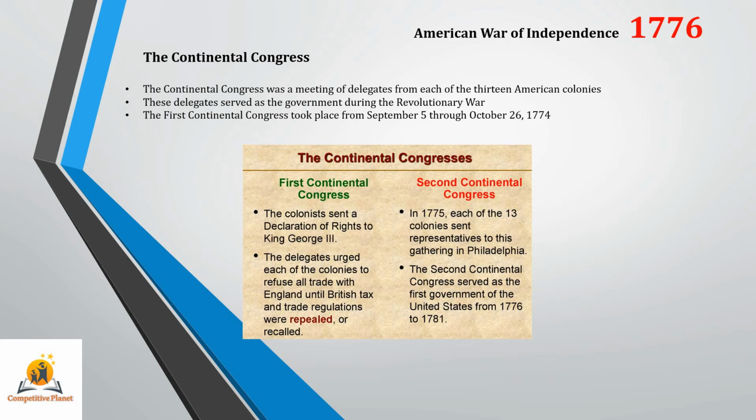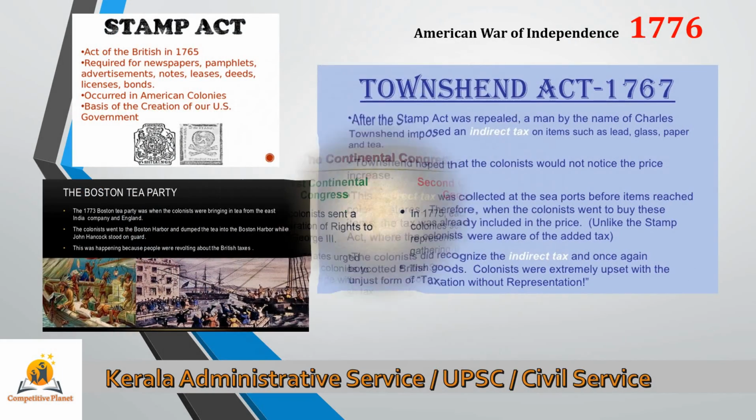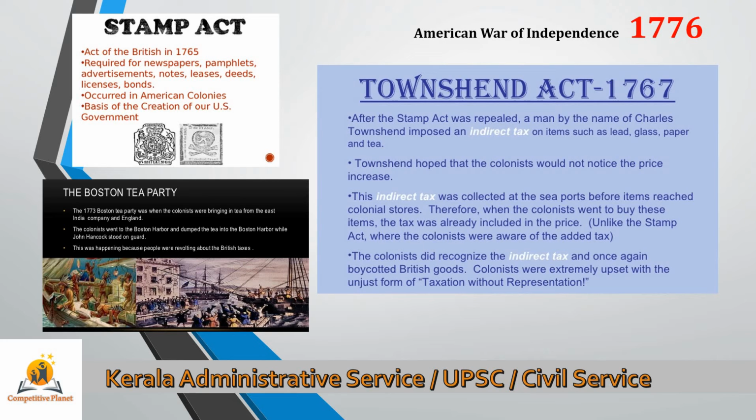Actually, regarding the Boston Tea Party, let me give you one more point. This Boston Tea Party happened on 16th December 1773. The amount of tea dumped into the sea was around 342 chests. In December 1773, a group of people boarded the ships at Boston Harbor and threw around 342 chests of tea into the sea. This protest is known as the Boston Tea Party.